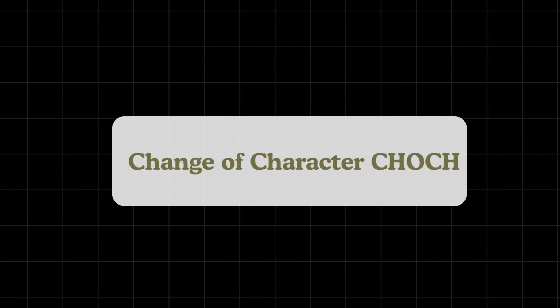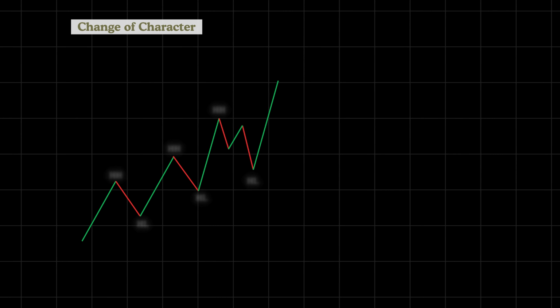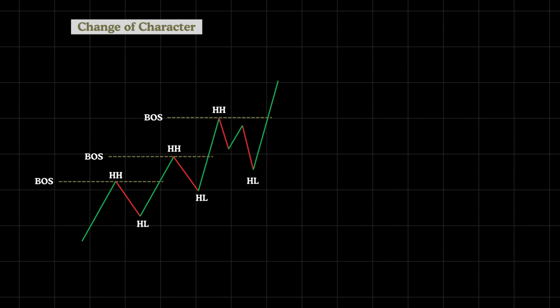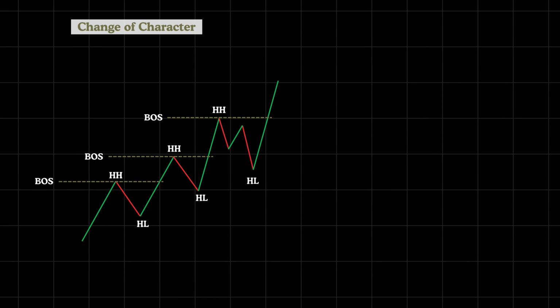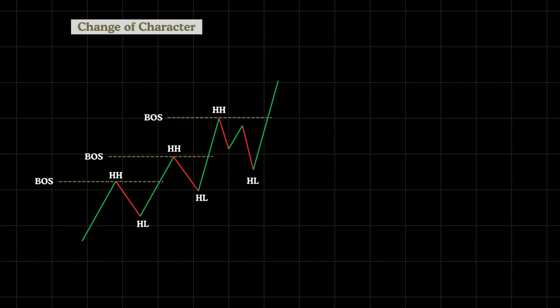Now that the concept of break of structure is clear, let's explore what defines a change of character in SMC. Here, we'll again take an uptrend as an example. In an uptrend, whenever the price advances by forming higher lows and higher highs, consistently breaking past earlier highs, we recognize it as a strong uptrend. The price moves upward from lower levels, repeatedly surpassing prior highs.